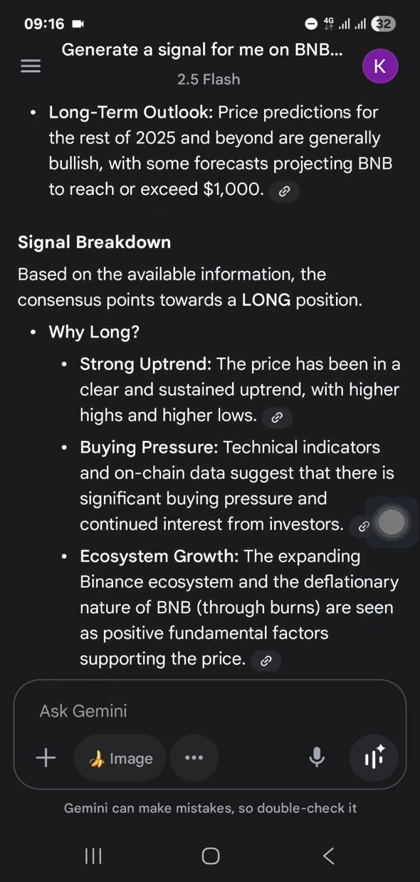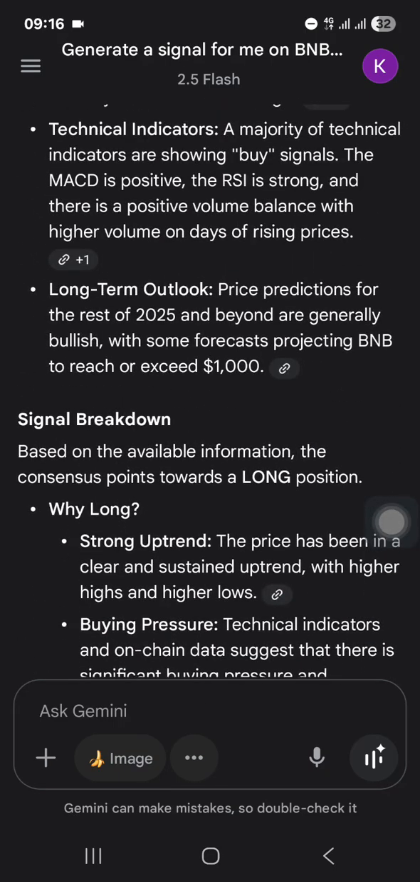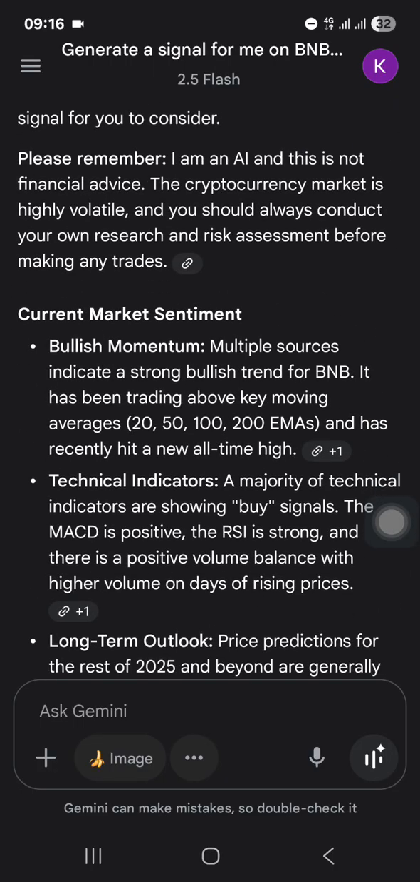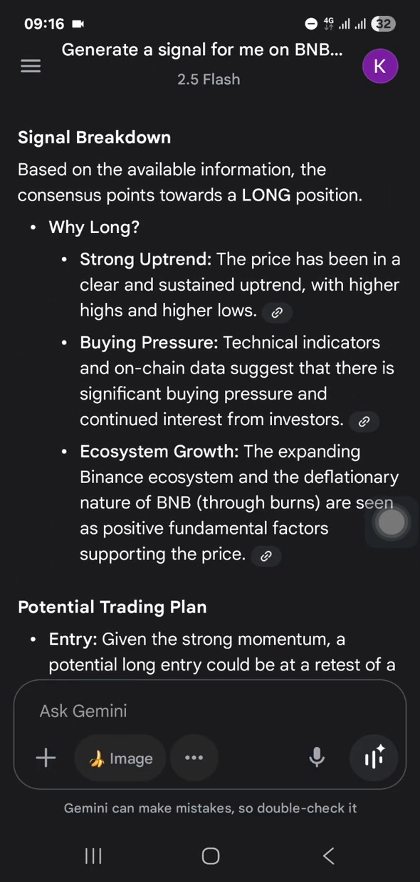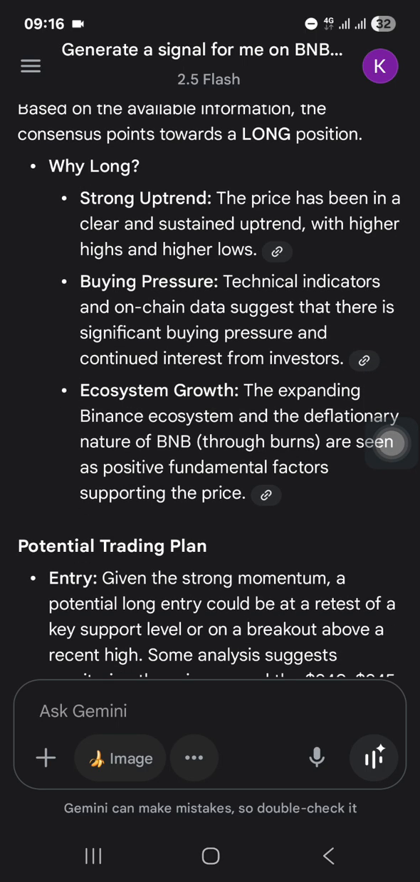Signal breakdown. Now, you see, now it's going to break it down for me. Automatically, all this right now is telling me bullish, right? That's general market sentiment. Signal breakdown. Based on available information, the consensus points towards a long position. Strong uptrend, the price has been in a clear and sustained uptrend with higher highs and higher lows. That's a bullish trend, like an uptrend. That's what markets do, higher high, higher low. When you see lower low, it means very strong.